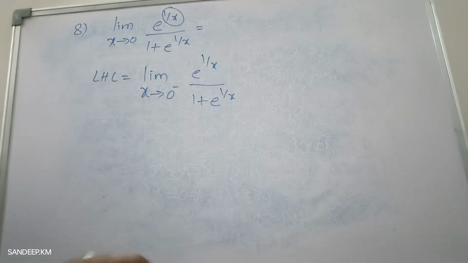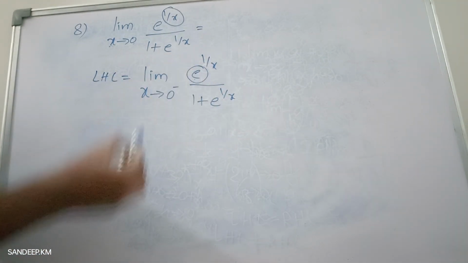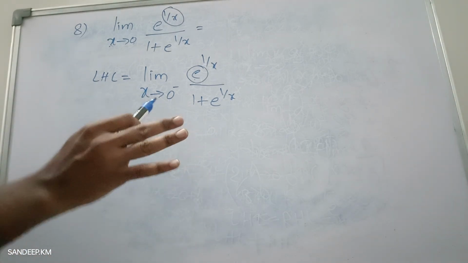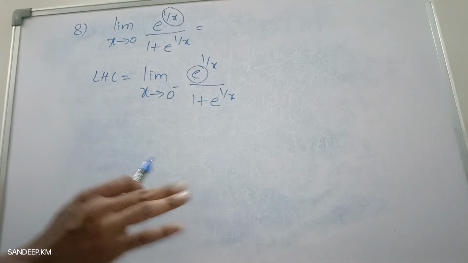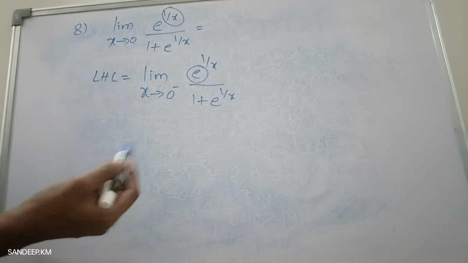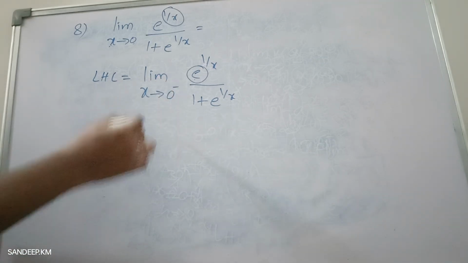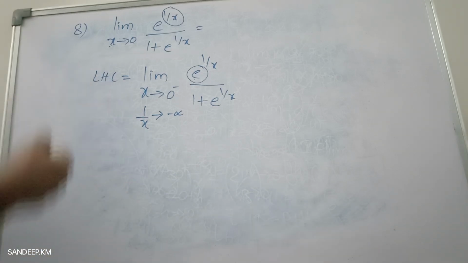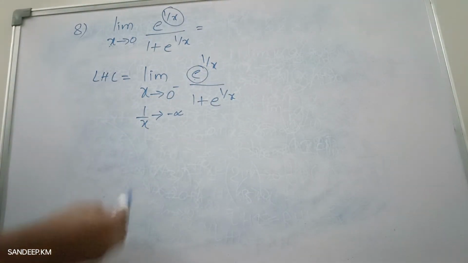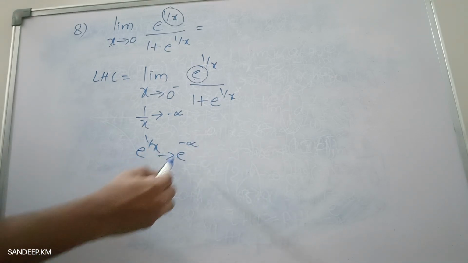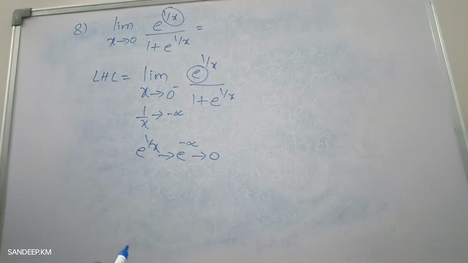Understand one thing, dear students. For e power, the base is an improper fraction. So when the base is an improper fraction, you make sure that the power is minus infinity. Anyhow, when x is approaching 0 from the left side, we have already learned that 1 by x is approaching minus infinity in the previous example, correct or not? And at the same time, e power 1 by x means e power minus infinity. And what is e power minus infinity? 0. So dear students, instead of e power 1 by x, what number can we substitute?